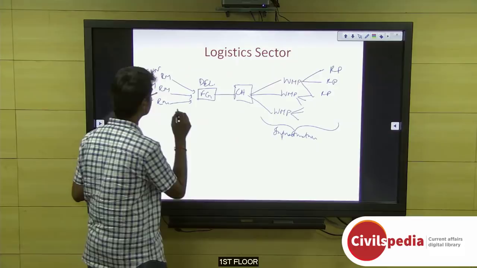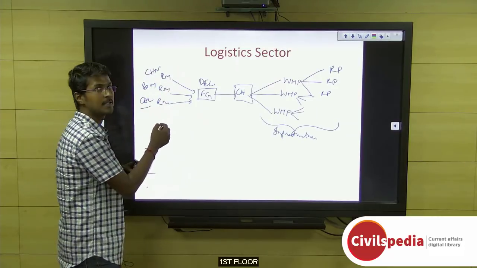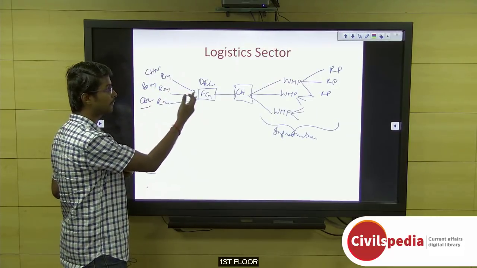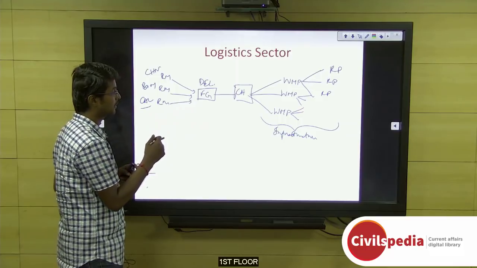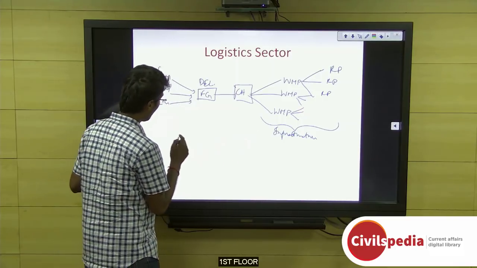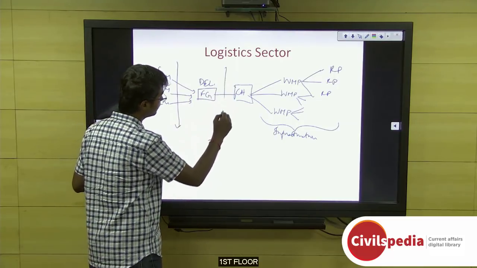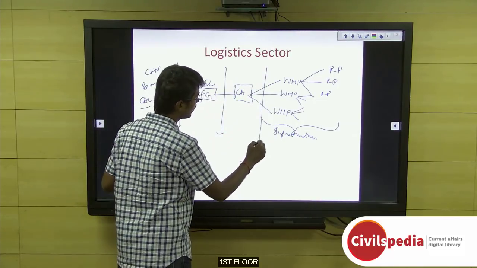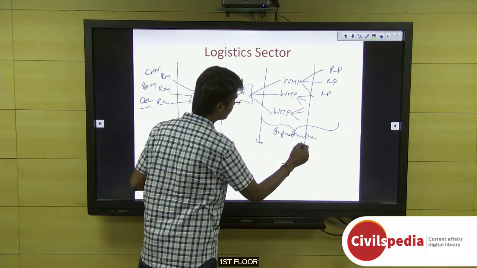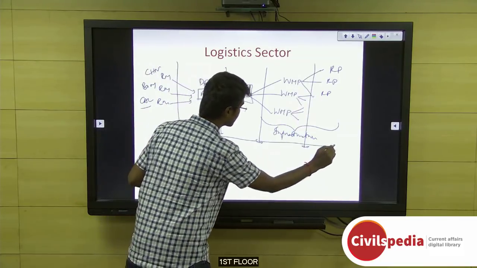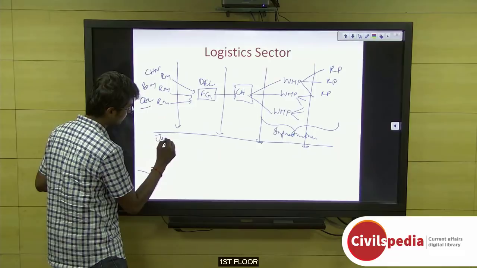And to some extent, infrastructure can also be seen in the storage of some of the raw materials from where it goes to the manufacturing bases or the production sites. And the next is the transport infrastructure. So here you have transport, here you have transport, here you have transport, and here you have transport as well. So together you have transport infrastructure.